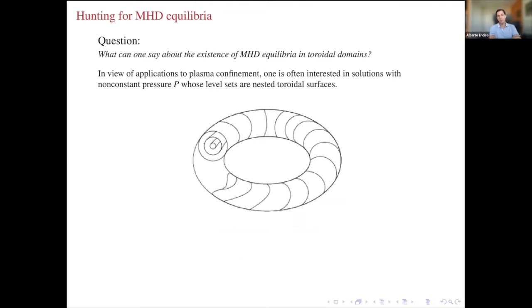That's why they're more familiar. What do we want to do with MHD equilibria? The question we have in mind is what can we say about the existence of MHD equilibria in general toroidal domains? And furthermore, we are not looking just for equilibria. We want equilibria such that the pressure is non-constant, and the level sets of that pressure are nested toroidal domains, or a nice foliation of the domain by toroidal surfaces, if you want.